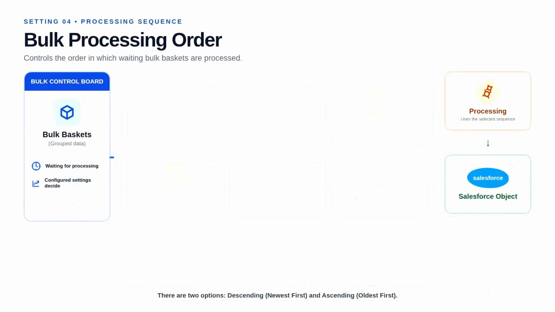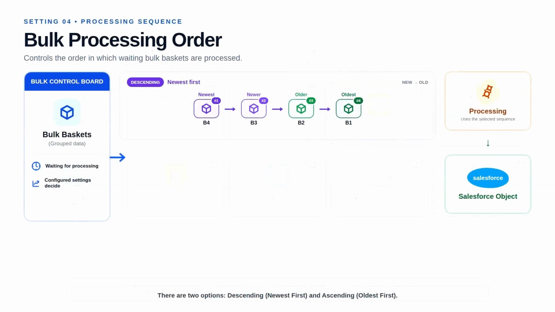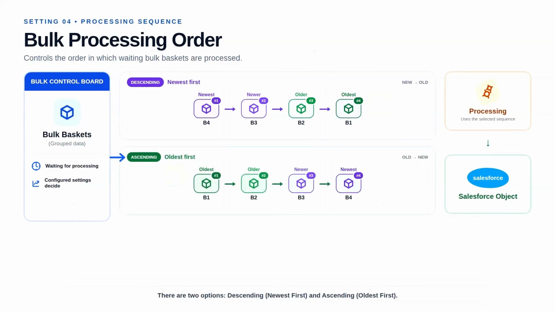Bulk processing order. The bulk processing order controls the order in which bulk baskets are processed. There are two options: descending, newest first. The newest bulk basket is processed first, followed by the older baskets. Ascending, oldest first. The oldest bulk basket is processed first, followed by the newer baskets.